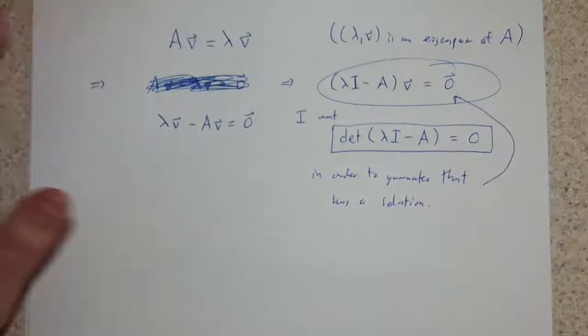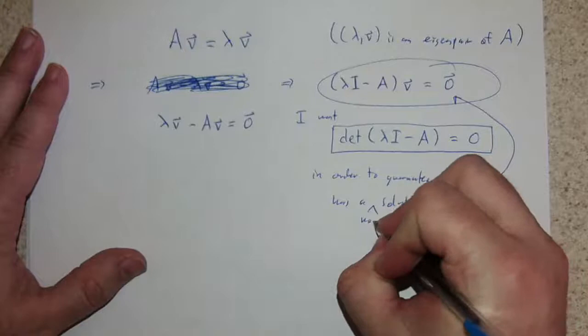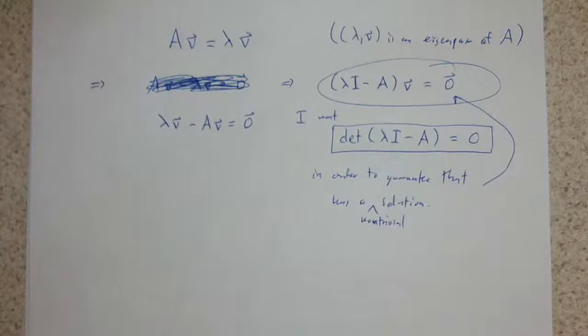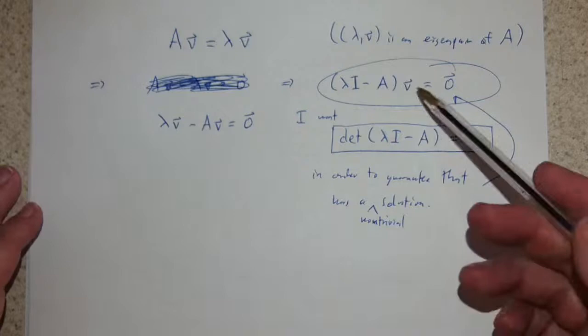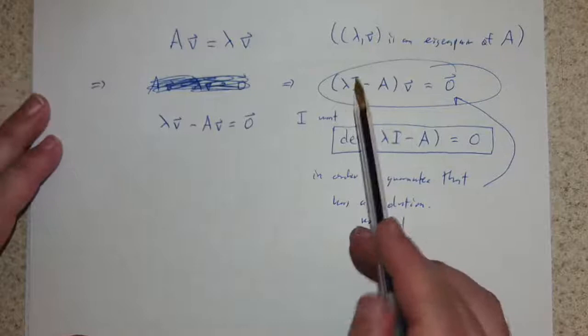Actually, maybe I should say has a non-trivial solution. Technically, a homogeneous matrix equation always has a solution, because if v is equal to the zero vector, that is a solution, because A times the zero vector is always the zero vector for any matrix A. So technically this always has a solution. What I'm interested in, though, since I don't consider the zero vector to be an eigenvector for anything, is when v is not the zero vector. And in order for this homogeneous equation to have a non-trivial solution, what is required is that this matrix in question be not invertible. But that means its determinant is equal to zero.